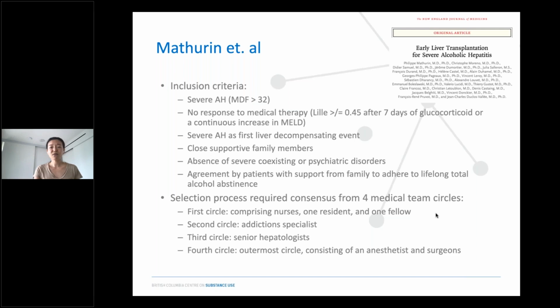And the selection process was also very rigorous. It involved 4 circles of care. The first circle was nurses, people at the bedside, residents, fellows. The second circle involved addiction specialists. The third circle was hepatologists, and the outermost and final circle were those who are providing the surgery. So all 4 teams had to achieve consensus before this person could be listed.